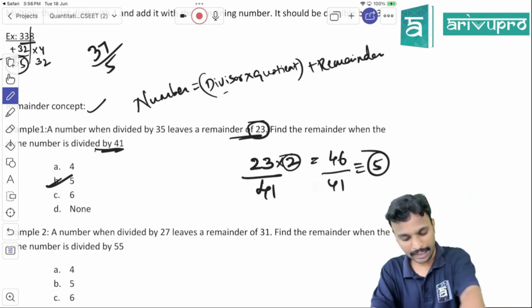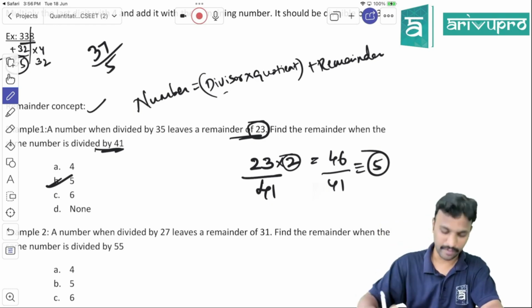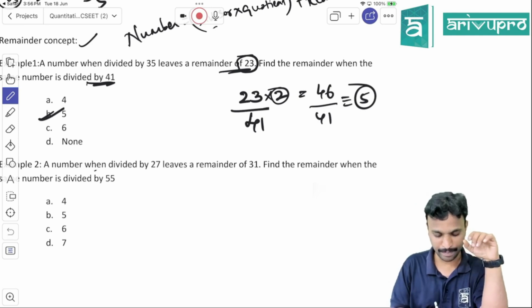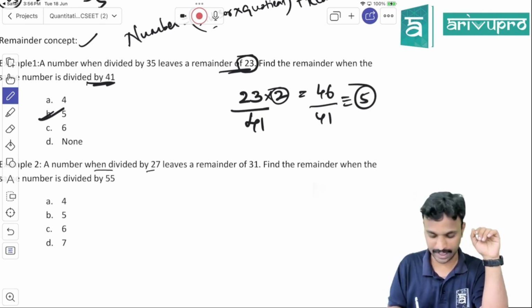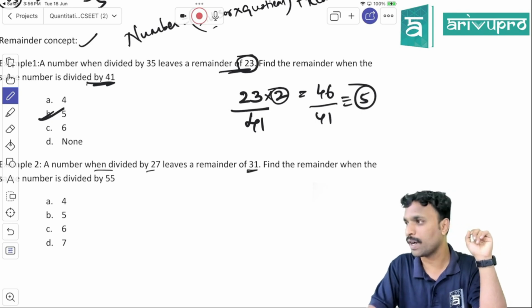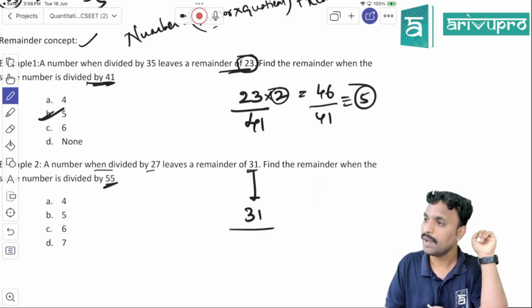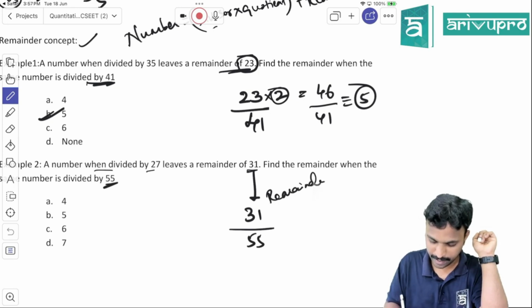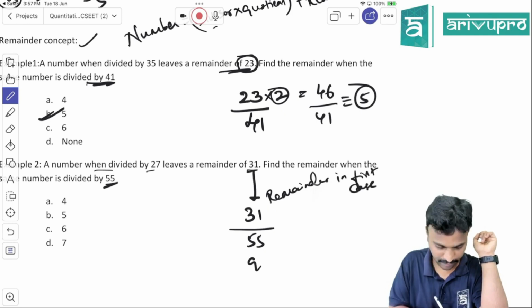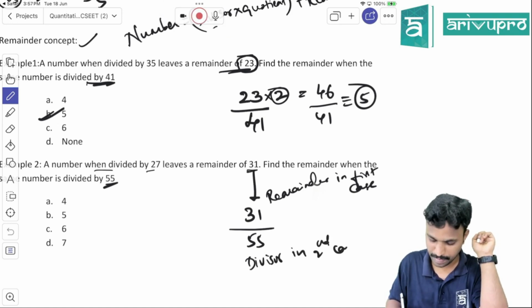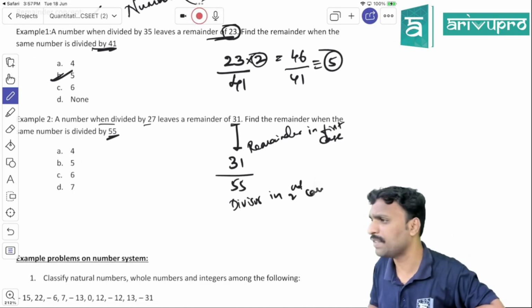Clear everyone? If you have understood this, you should be able to solve the next question. Tell me, what do you have to do? A number when divided by 27 leaves a remainder of 31. So take the remainder in the first case, divided by the divisor in the second case. Is 31 divisible by 55?